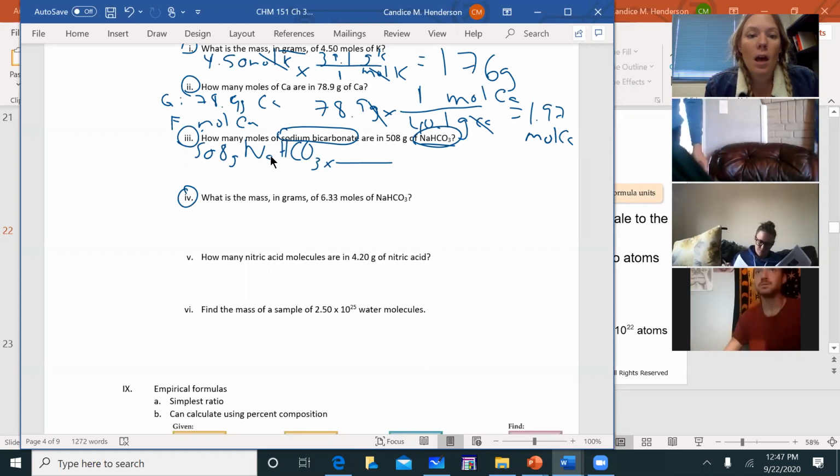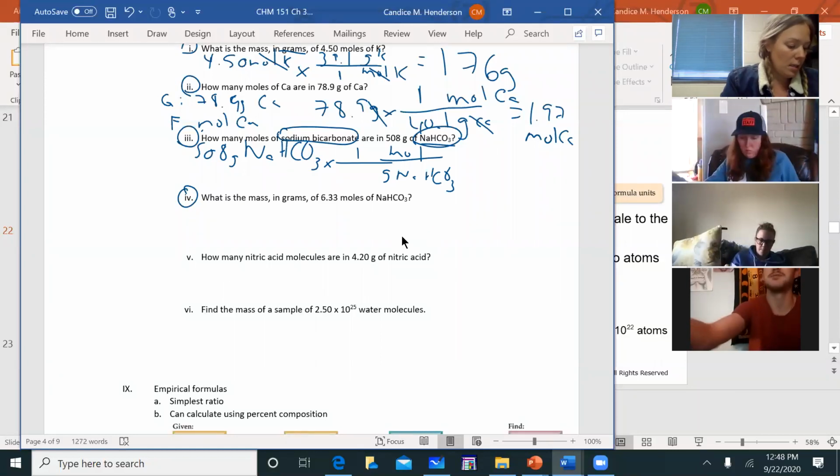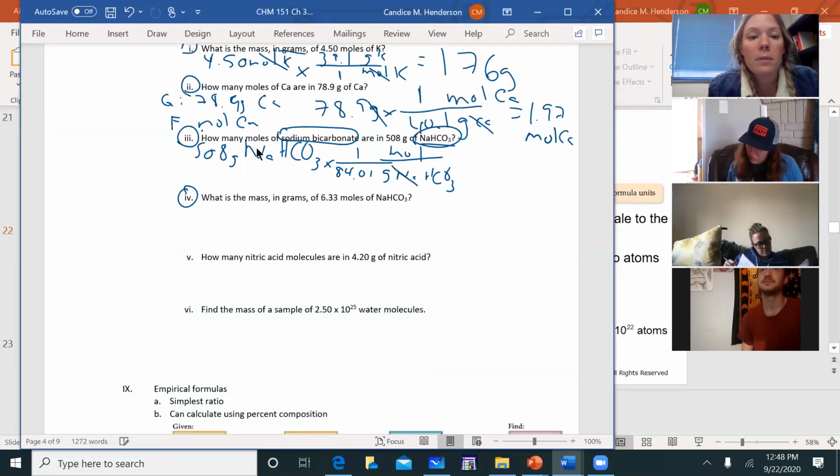So in this case, grams is on the top here. So I'm going to put grams of the NaHCO3 on the bottom. And I'm going to put the mole on the top. 1 mole. Sodium bicarbonate has a molar mass of 84.01, 84.01 grams. Grams of it will cancel and we'll be left with moles, and we should end up with 6.05 moles of the NaHCO3.